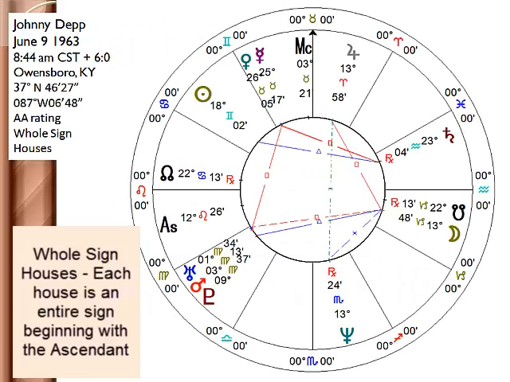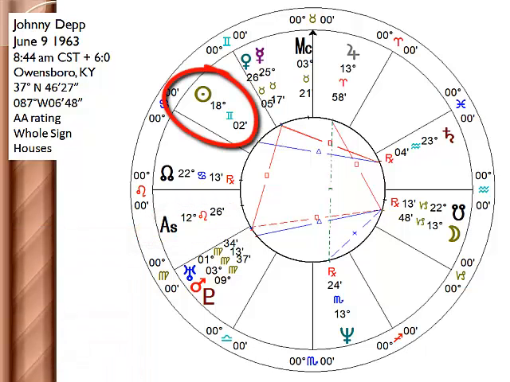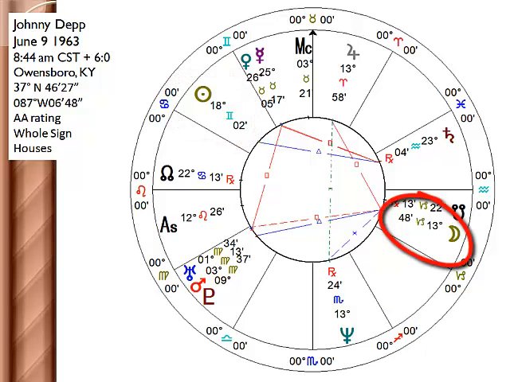This is a chart for Johnny Depp, and it's done in whole sign houses. You can see the ascendant is in Leo at 12 degrees. The sun is above the horizon at 18 degrees Gemini, and the moon is at 13 degrees in Capricorn.